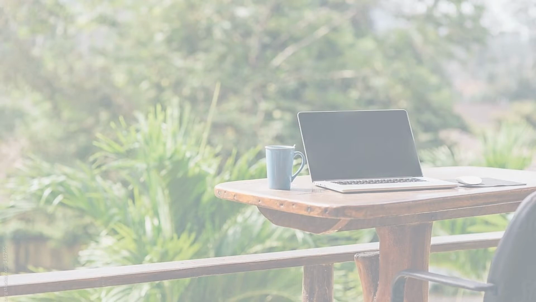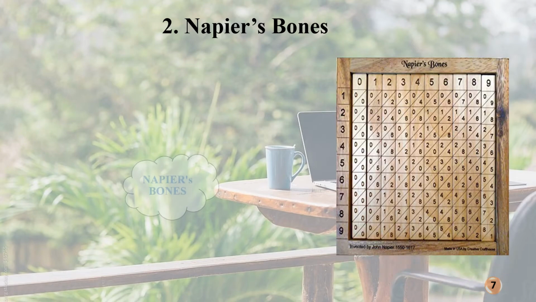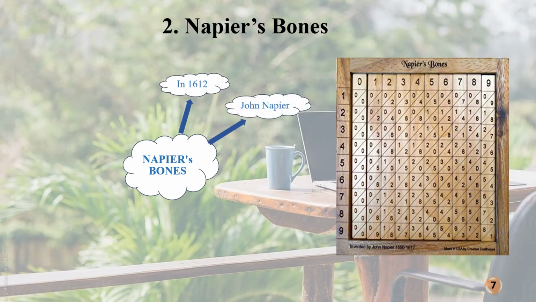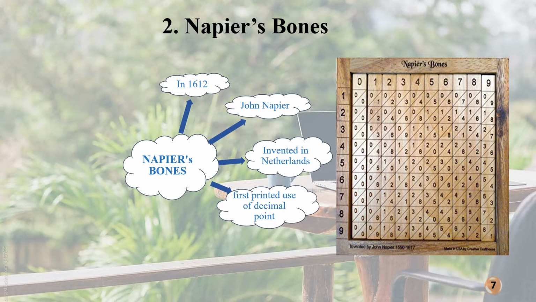The next calculating device is Napier's bones. In 1612, John Napier made the first printed use of the decimal point after it had been invented in the Netherlands, and invented logarithms and several machines for multiplication. What are logarithms? Simply put, they are the method we use to perform some calculations through a procedure.